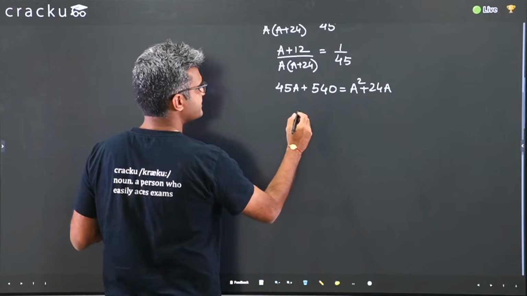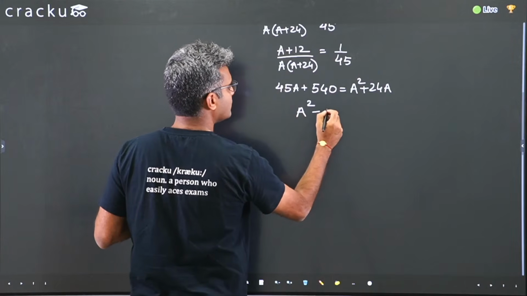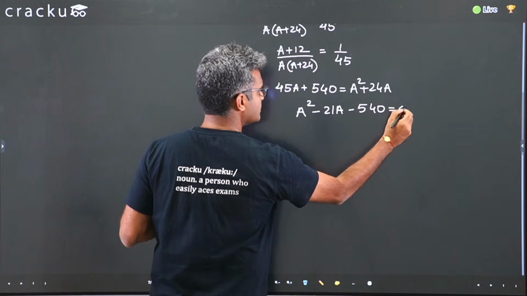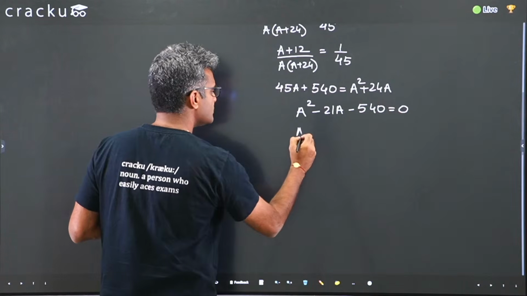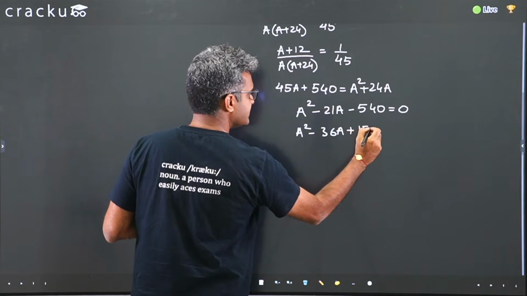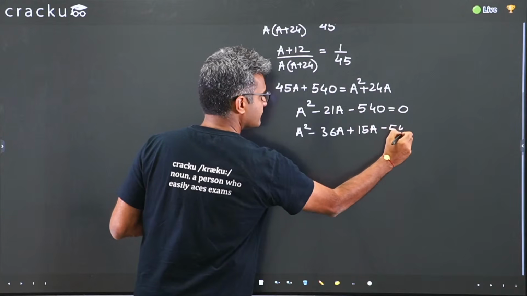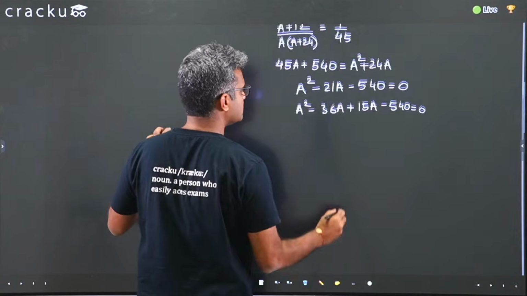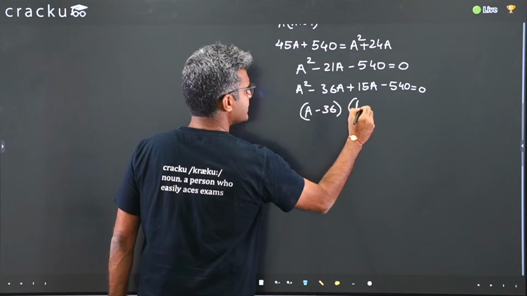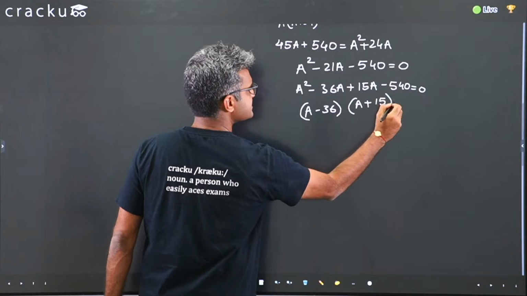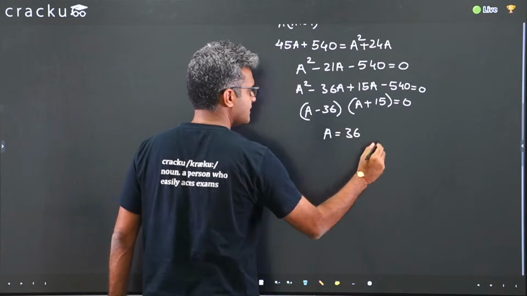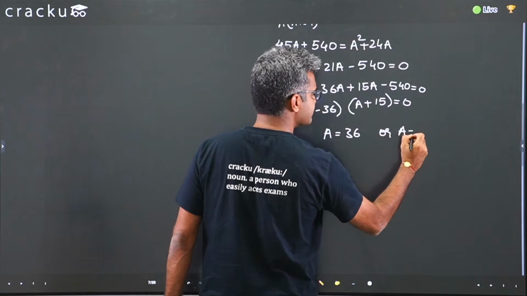The quadratic equation we have is a square minus 21a minus 540 is equal to 0. This is a square minus 36a plus 15a minus 540 is equal to 0. This is (a minus 36) into (a plus 15) is equal to 0. So the value of a is either 36 or a is equal to minus 15.